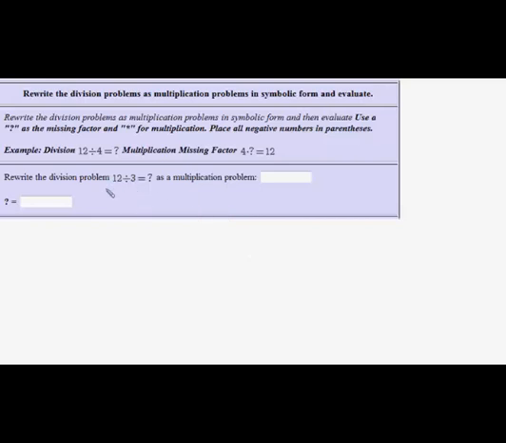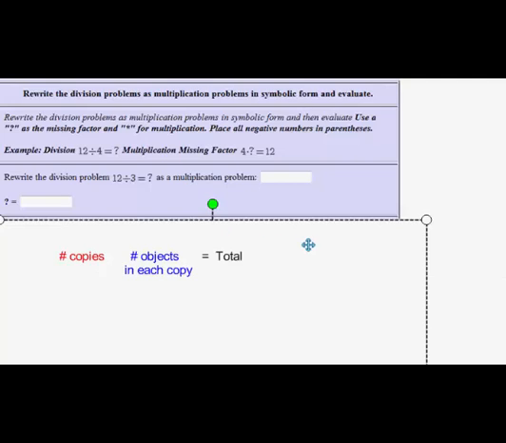Here's a problem where we are given a division problem and we are to rewrite it as a multiplication problem. So to show you the relationship between a division problem and a multiplication problem, let's first remind ourselves of what multiplication was. Multiplication usually took on the form where we give you a number, which represented the number of copies of something, and we multiply by the number of objects in each copy to get some total.